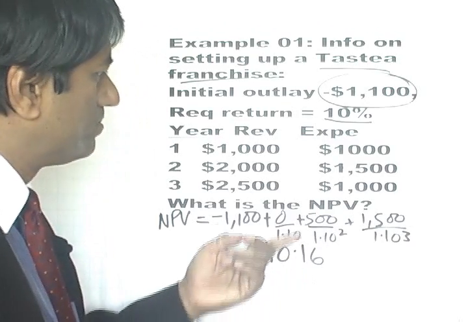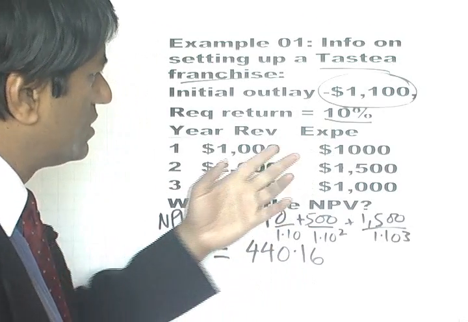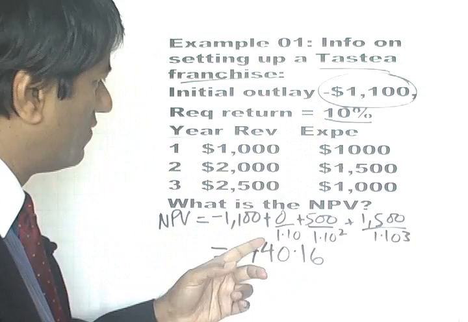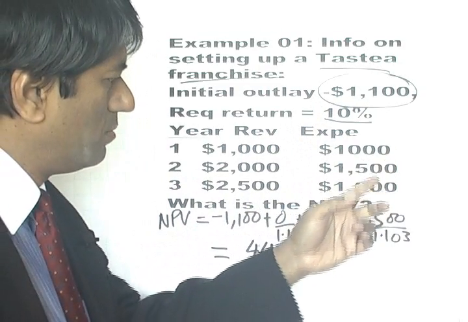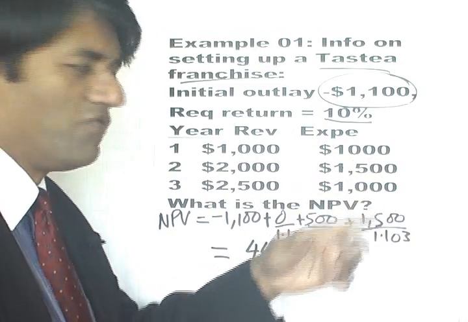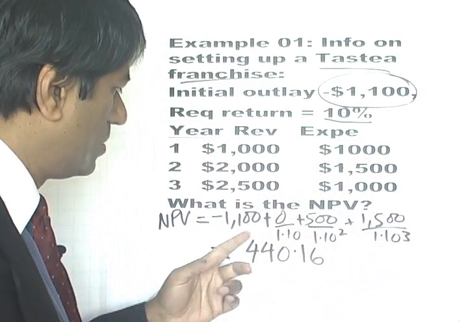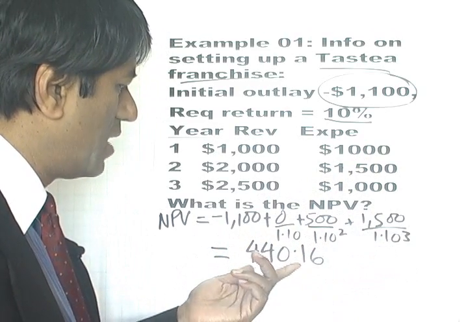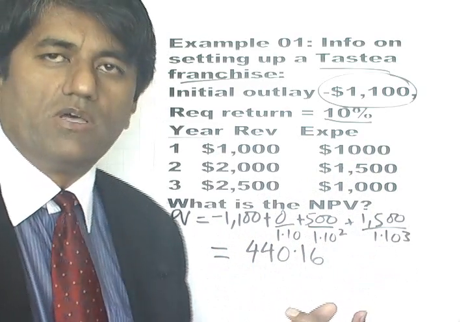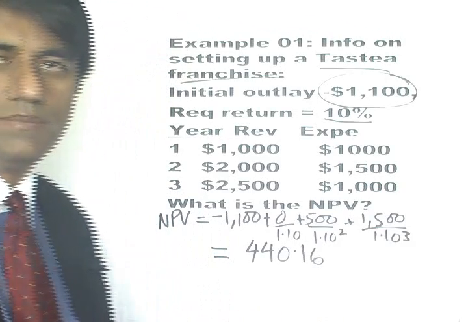So what we did is we just looked at the initial outlay of minus 1100, and then we brought back the profit from the next 3 years back to the present, and then the sum was 440 positive NPV, so the project should be done.